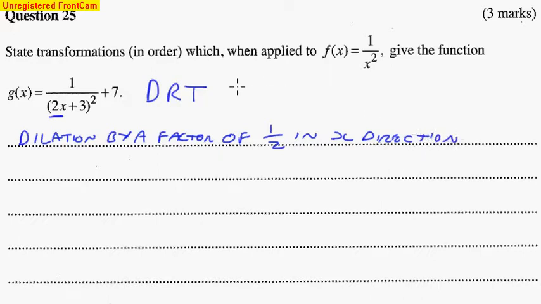Next, reflections. Reflections would need a negative x or negative something or other else here, and we don't have anything like that going on. That was all positive signs, so we have no reflections.